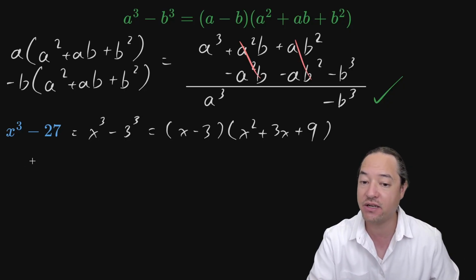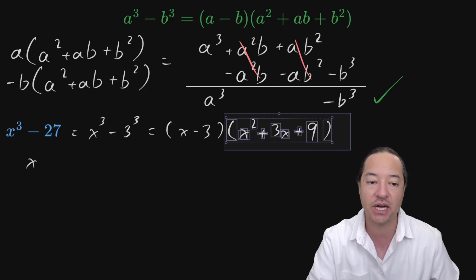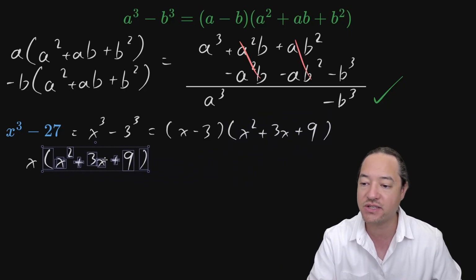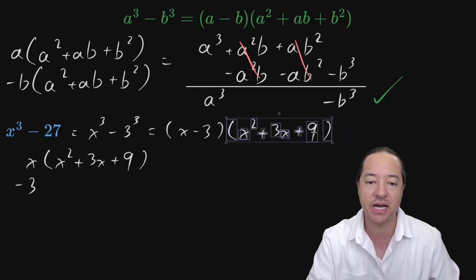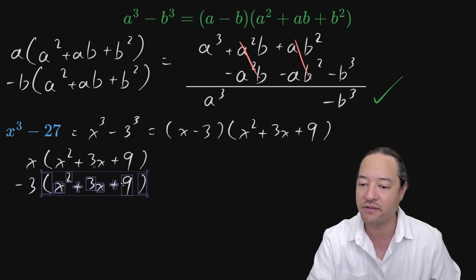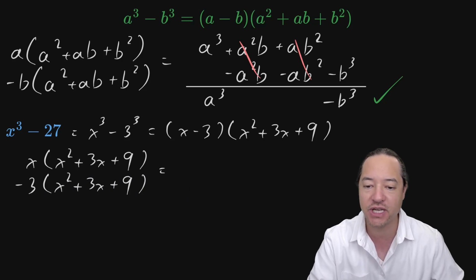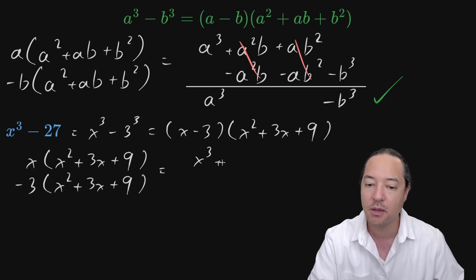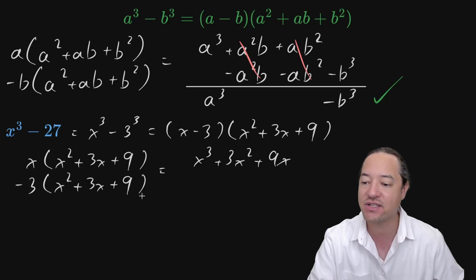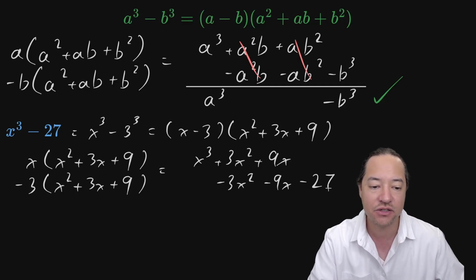Okay, so I should get here an x multiplied by all of this, and then a negative 3 multiplied by, again, all of this. Okay, so once again, let's do the arithmetic. On the top, we'll get an x cubed plus a 3x squared plus a 9x. And on the bottom, we will get a negative 3x squared, a negative 9x, and a negative 27.